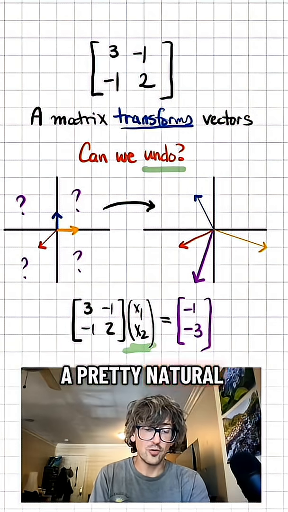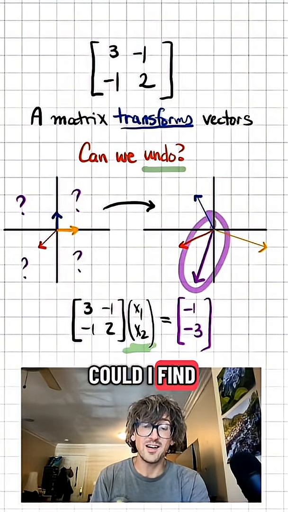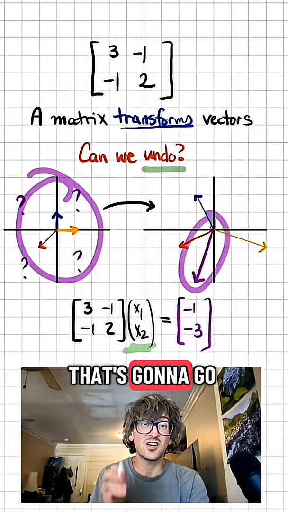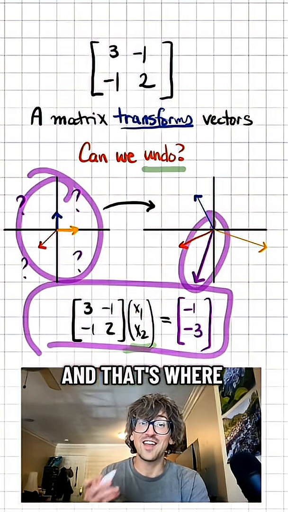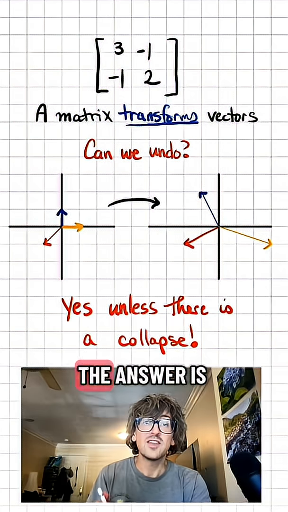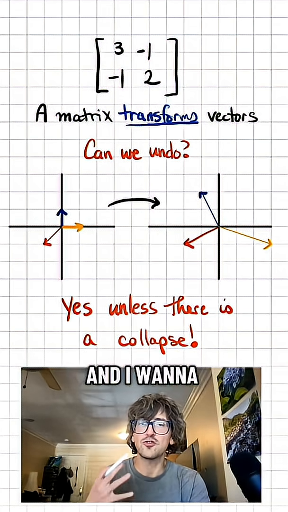A pretty natural question we might ask is whether we can undo this process. Could I find some vector over on the left that's going to go to that one I drew over there? We might solve equations that look like this, and that's where linear algebra usually starts. The answer is in general yes, unless we've collapsed something, and I want to show you what I mean.